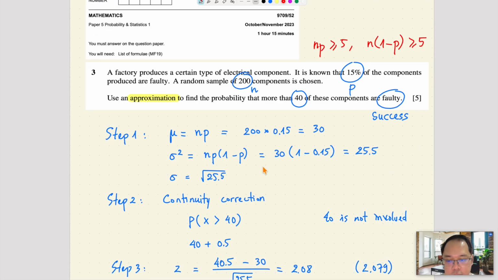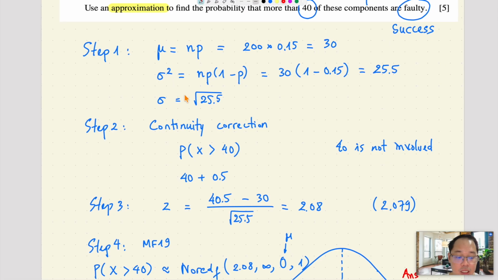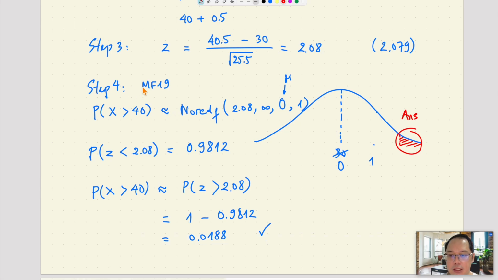The first step, we calculate the mean and the variance using the formula provided in MF19. The second step, you need to remember the method of the continuity correction. In this case, for greater than 40, we add 0.5 to exclude the 40. Third step, calculate the z-score. The fourth step, use the MF19 table to calculate the area on the left.